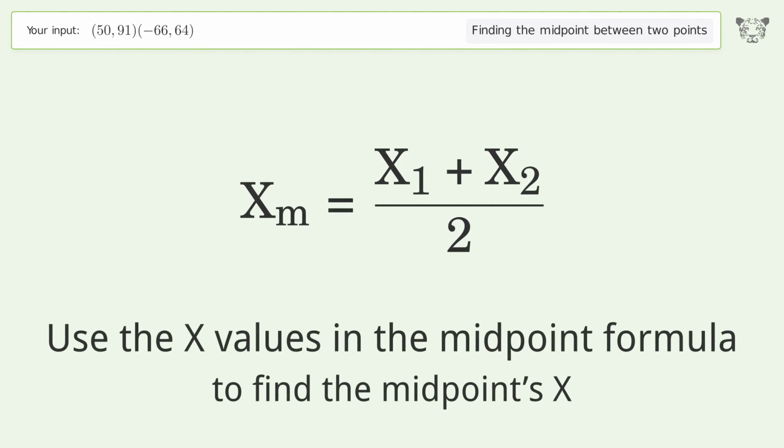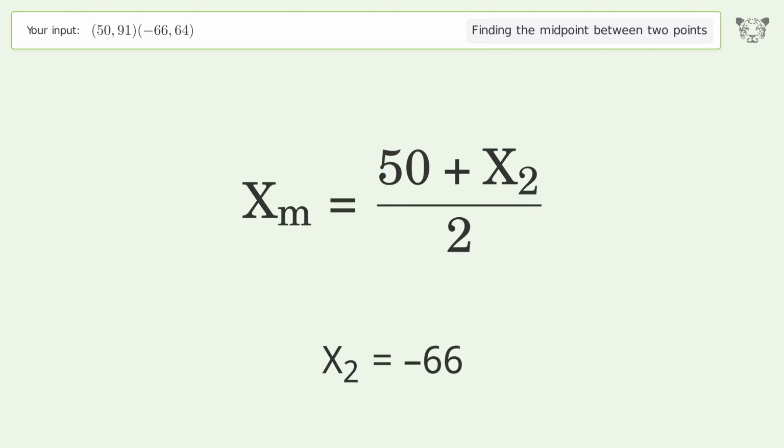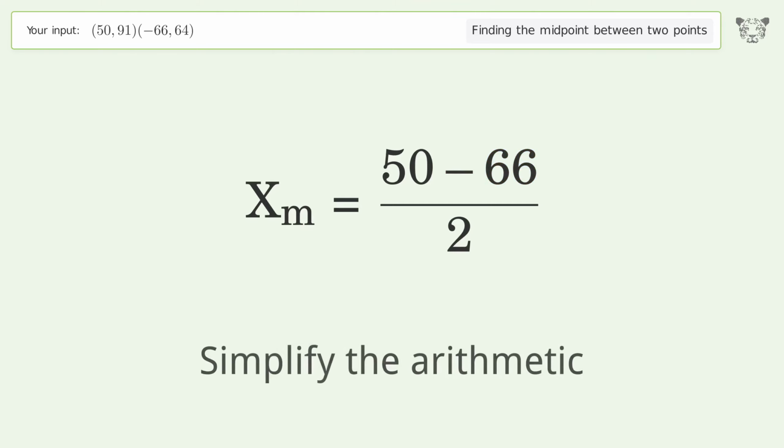Use the x values in the midpoint formula to find the midpoint's x. x1 equals 50. x2 equals -66. Simplify the arithmetic.